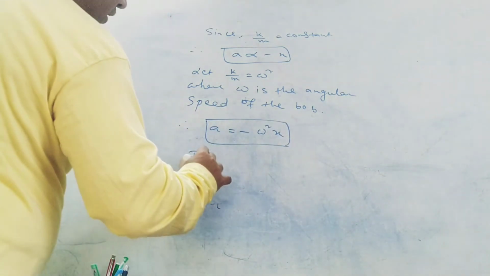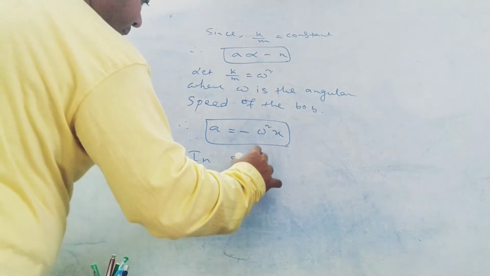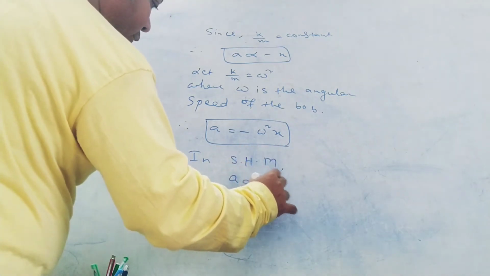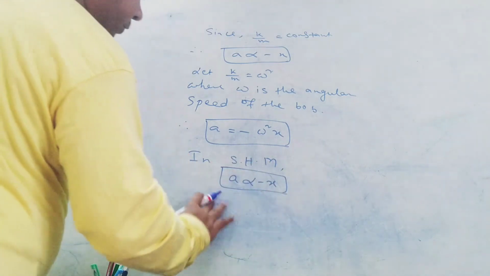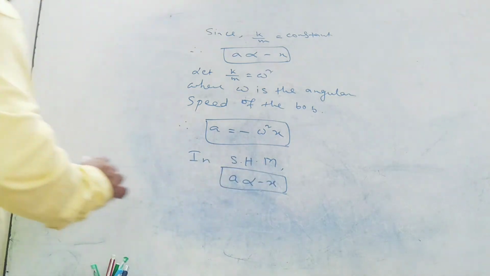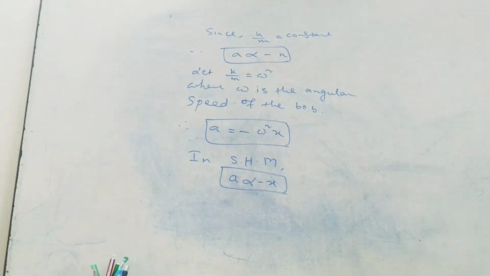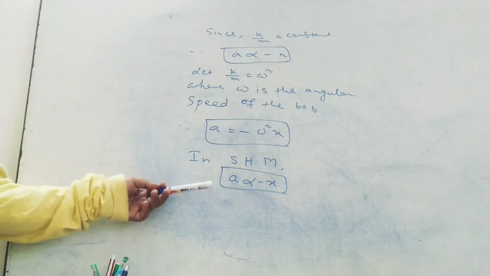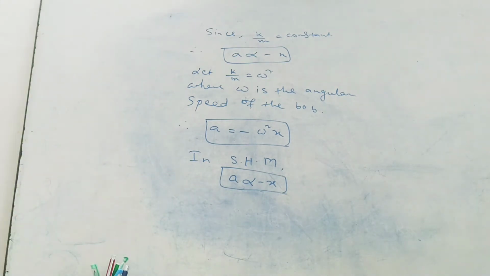Therefore in S.H.M the acceleration a is directly proportional to the displacement and opposite in direction, that is a proportional to minus x. This is the definition of S.H.M or simple harmonic motion.